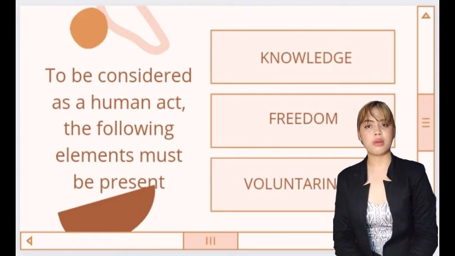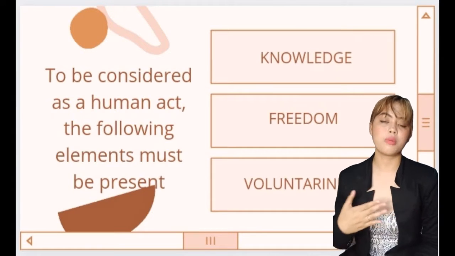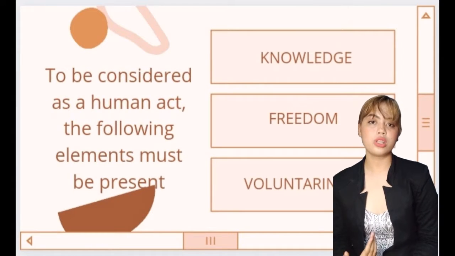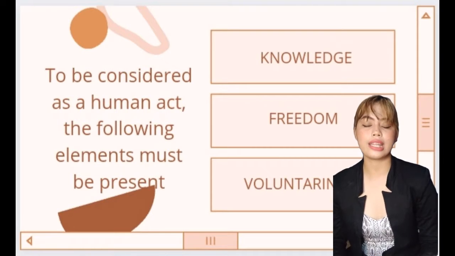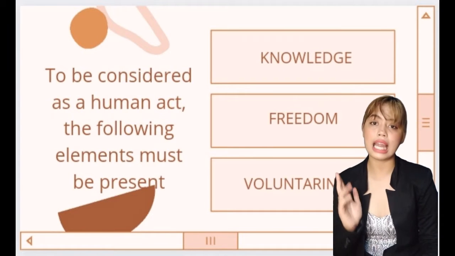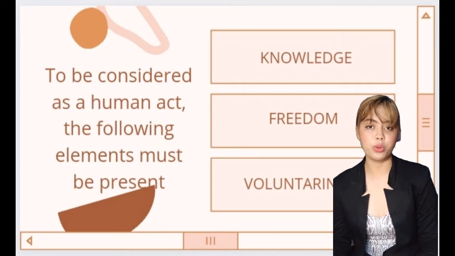Human acts must be known and deliberate. An individual, as the moral agent, has full knowledge of doing a certain action. There is a prior knowledge and a deliberate evaluation of whether to fulfill an action or not. Ibig sabihin, kailangan alam mo kung anong maitutulong mo at para saan ang pagtulong mo.